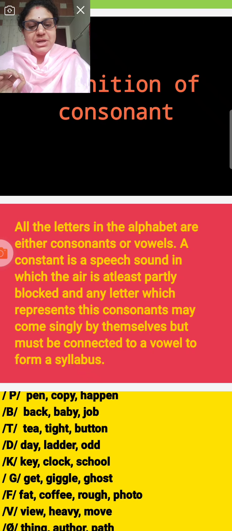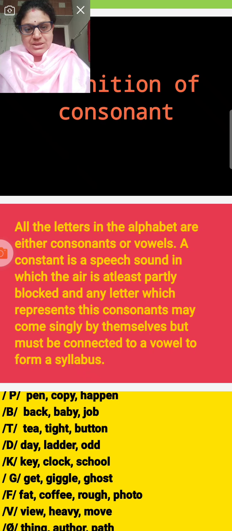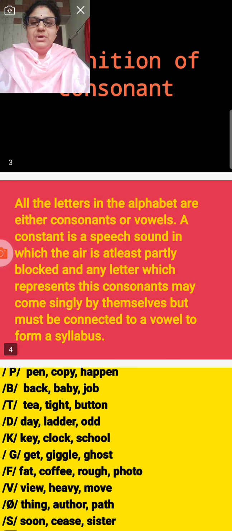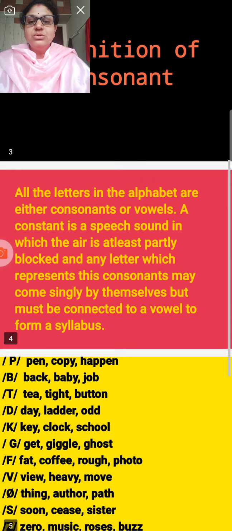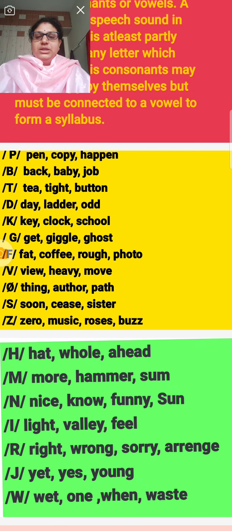So it must be connected with the vowel compulsory in the consonant. It must be represented. These consonants may come connected to the vowel compulsory. Yes, so how? We are going to see now here on the third page.